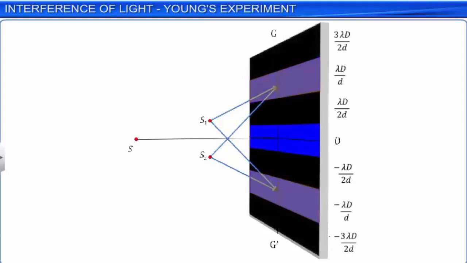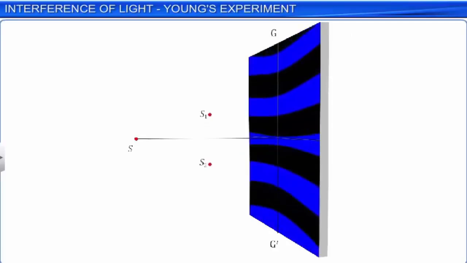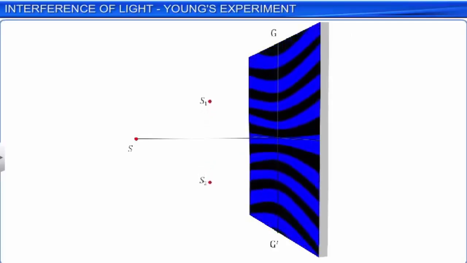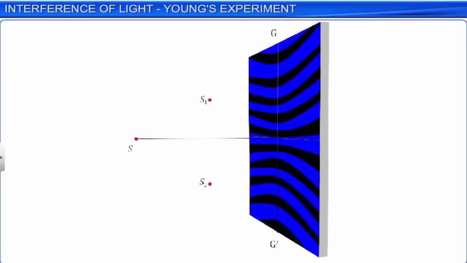Note that a particular fringe corresponds to the locus of points with a constant path difference of S2P minus S1P. Mathematically, locus of such points represent a hyperbola. In fact, the fringe pattern is strictly a hyperbola. But for a large distance D, the fringes will be very nearly straight lines.